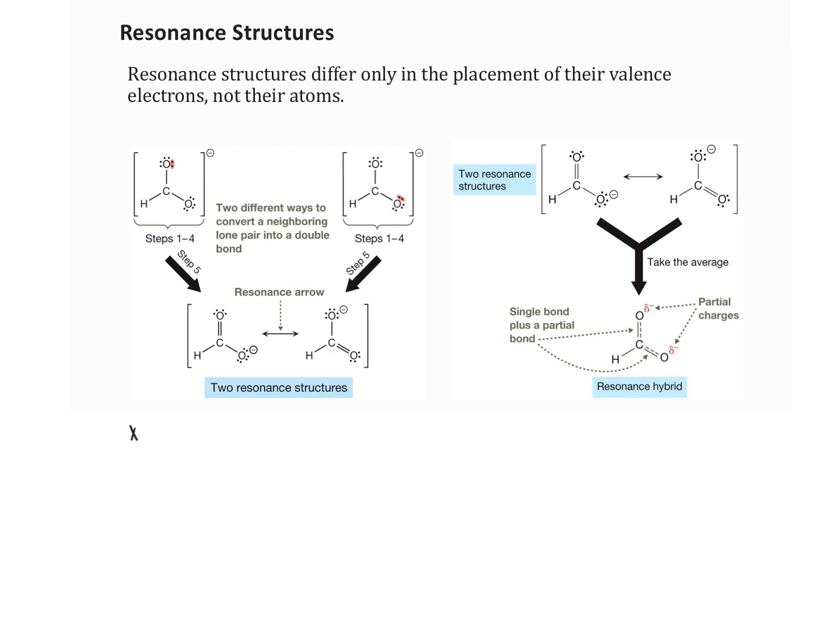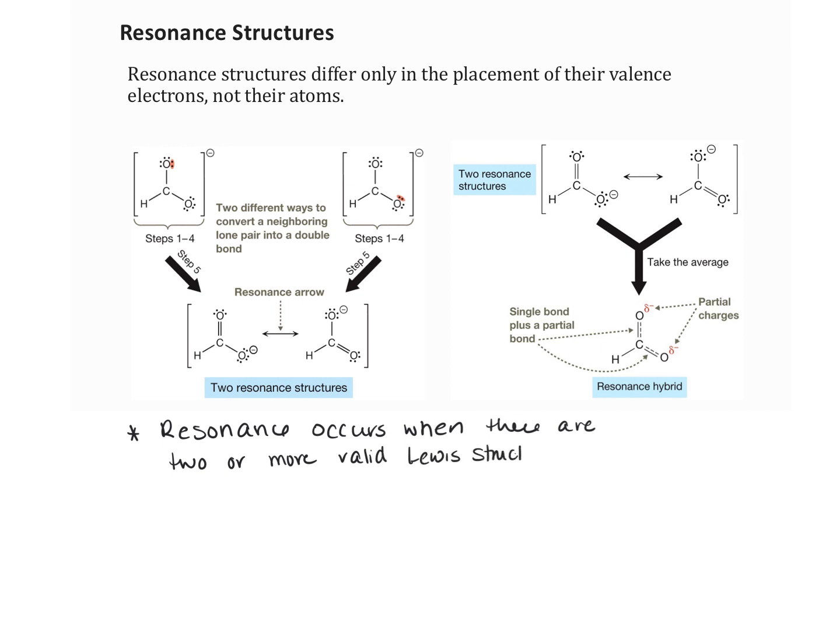So resonance occurs when there are two or more valid Lewis structures. And we see that here. Okay, for the molecule that we looked at, we could see one valid Lewis structure here and another valid Lewis structure here.